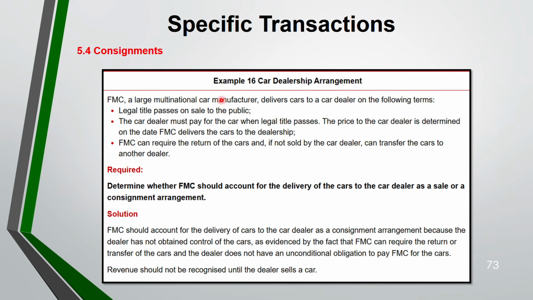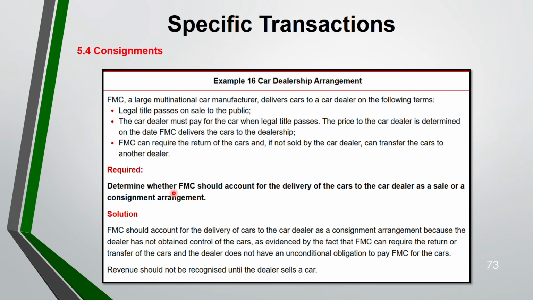Car dealership arrangement. FMC, a large multinational car manufacturer, delivers cars to a car dealer. Legal title passes on the sale to the public. The car dealer must pay for the car when the legal title passes. The price to the car dealer is determined on the date FMC delivers the car to the dealership. FMC can require the return of the car, and if it is not sold by the car dealer, can transfer the car to another dealer. You have to determine whether the delivery of the car is a sale or a consignment.